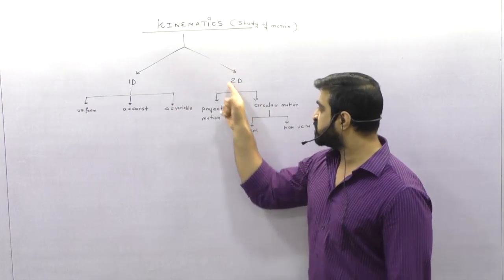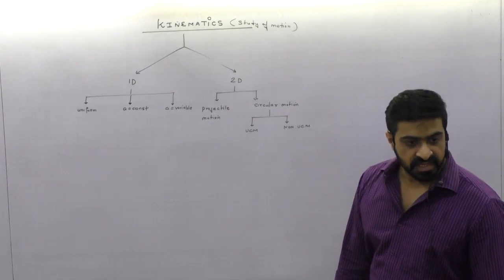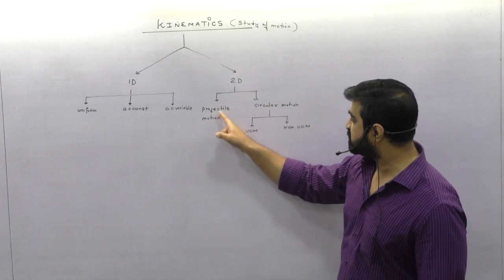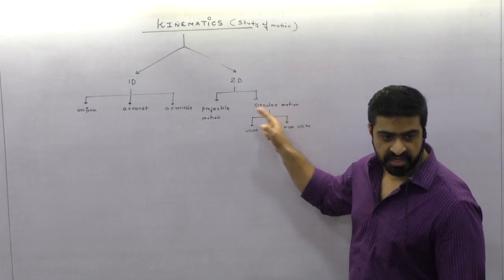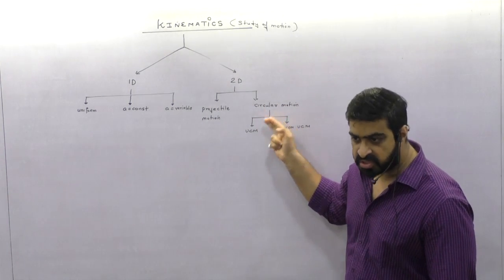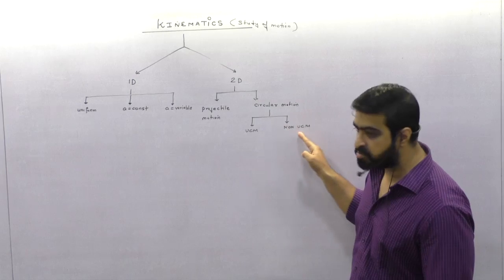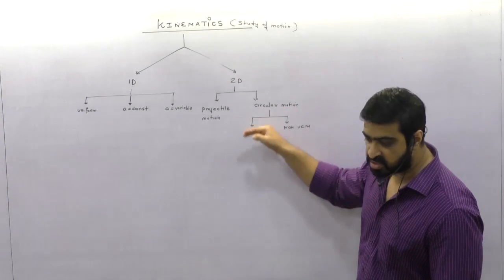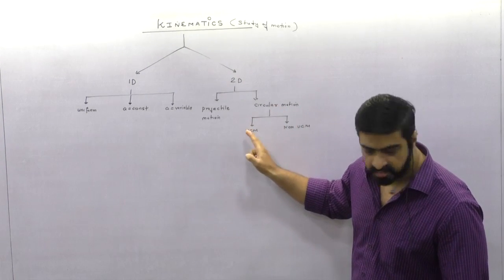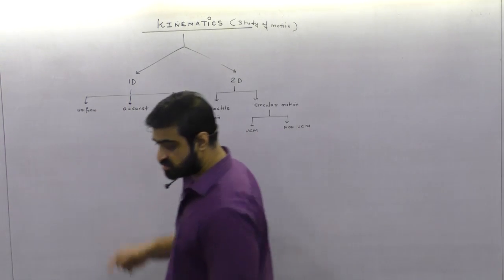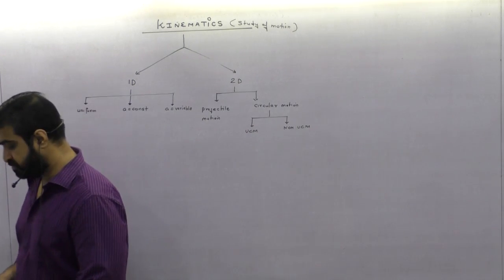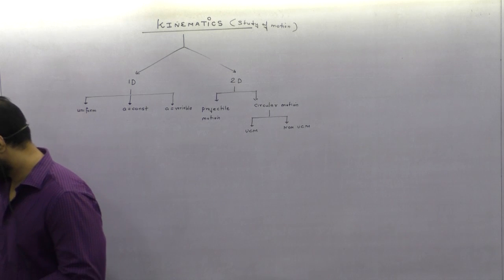Then we'll come to two-dimensional motion. In two-dimensional motion we have two categories, that is projectile motion and circular motion. Circular motion, already we have given you the synopsis. In circular motion again the category was UCM and non-UCM. So the synopses are available on the net also. Right now just put the heading as uniform motion. Uniform motion.